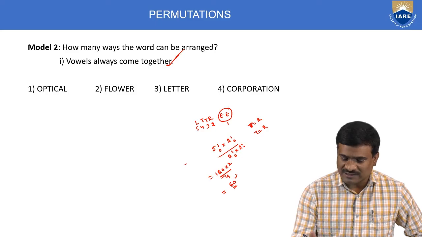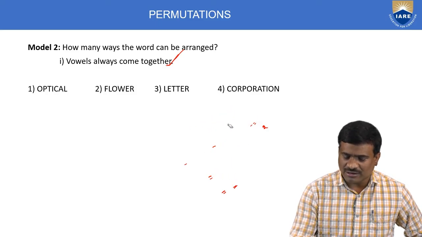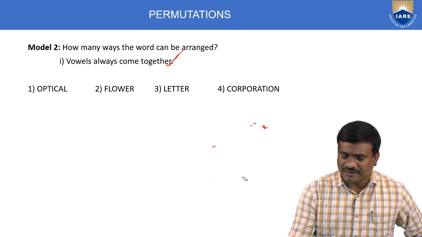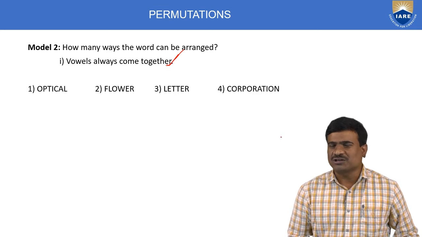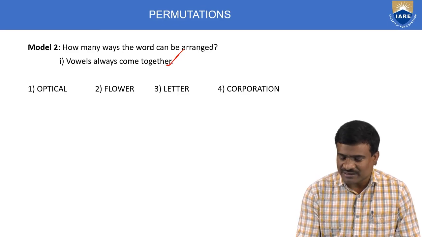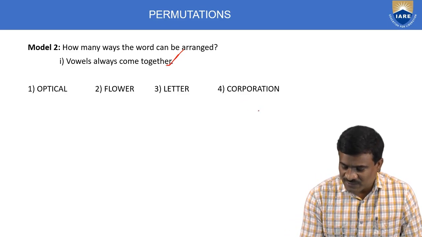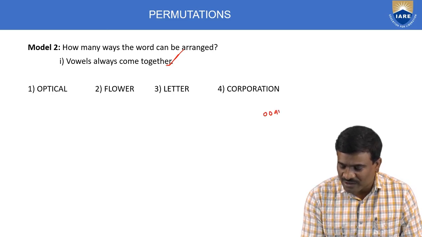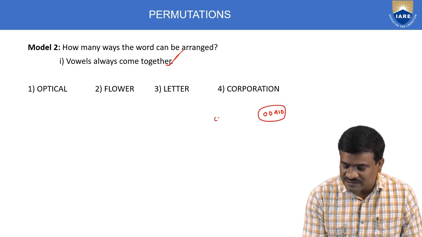Okay, right. Last example: in how many ways can the letters of the word corporation be arranged such that all the vowels always come together? Same method. Given the word, you divide it into 2 parts. First part, number of vowels: O, O, A, I, O. Number of vowels is equal to 5. Number of consonants: C, R, P, R, T, N.